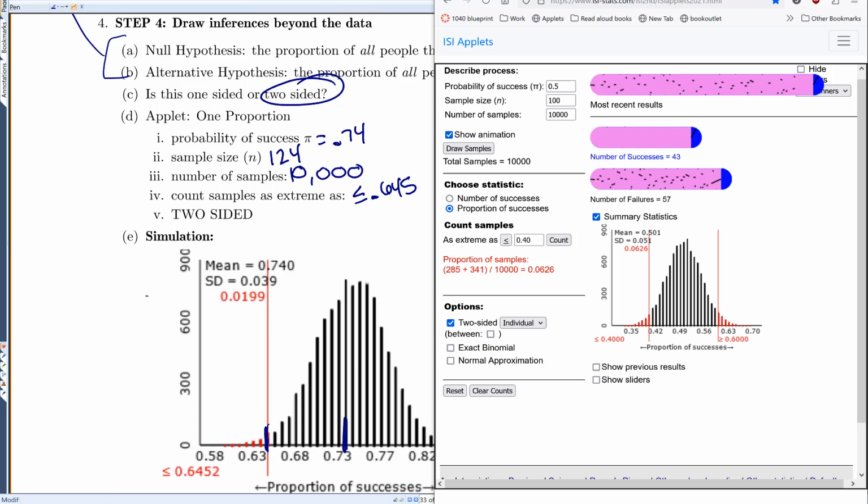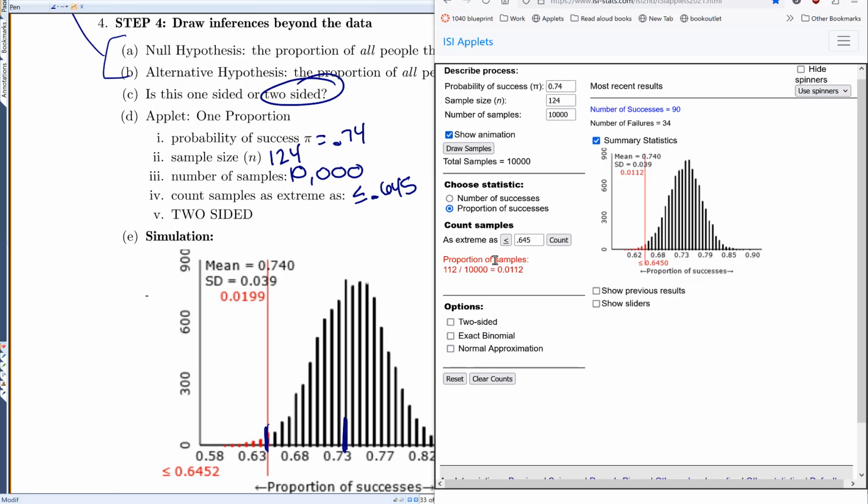So let's put all that in. So I've put everything in. Okay, I did my proportion of successes. I want it as extreme as 0.645. You'll notice that I'm going to look for everything in the tails because we didn't know if it was left or right. If I put in a less than or equal to 0.645, that gives me the tails.